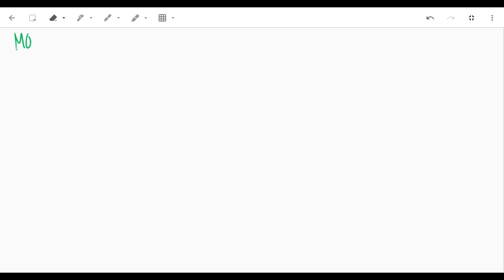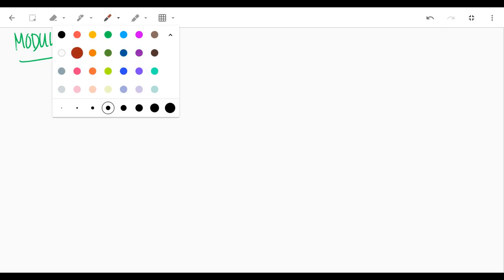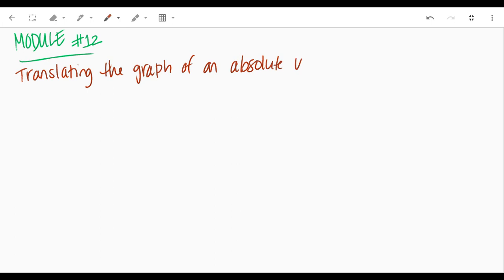All right, we are doing module number 12 now. So the first thing we start out with is some translations here. Specifically, we are going to do translating the graph of an absolute value function with 2 steps.